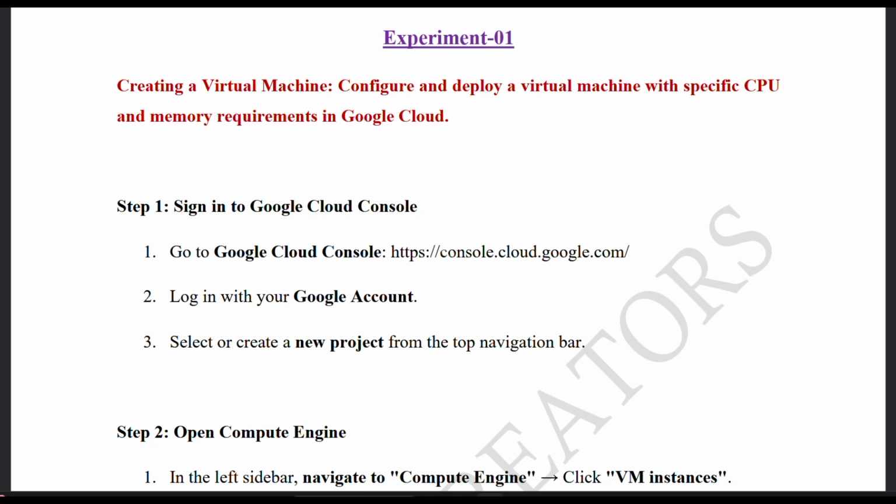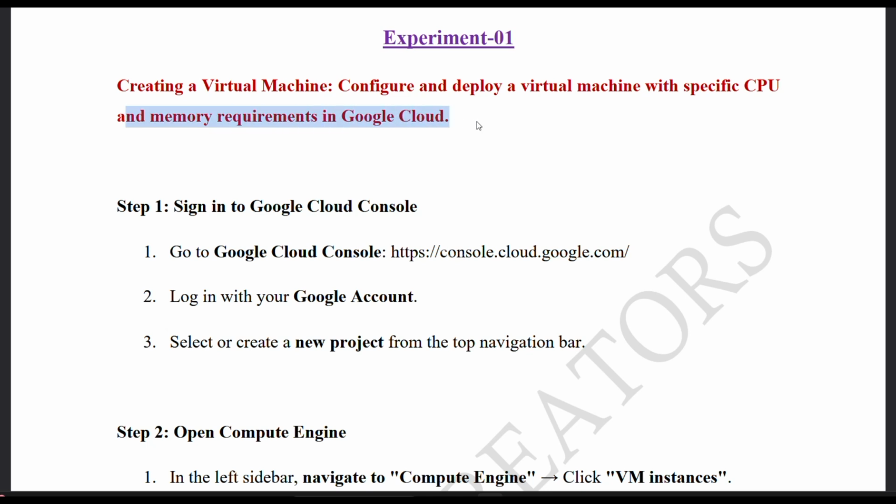So in this video, we're going to see experiment number 1. The course code is BCS601 and the course name is Cloud Computing Integrated Lab. Experiment number 1 is creating a virtual machine, and configuring and deploying a virtual machine with specific CPU and memory requirements in Google Cloud.